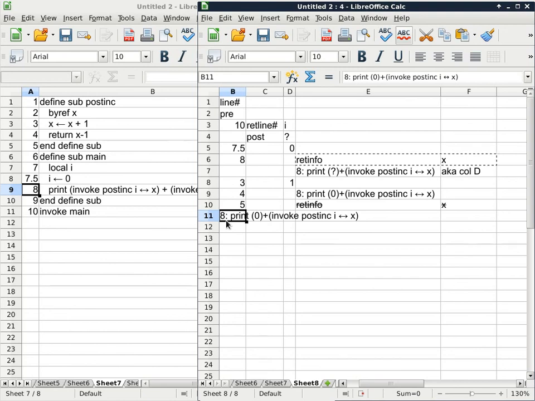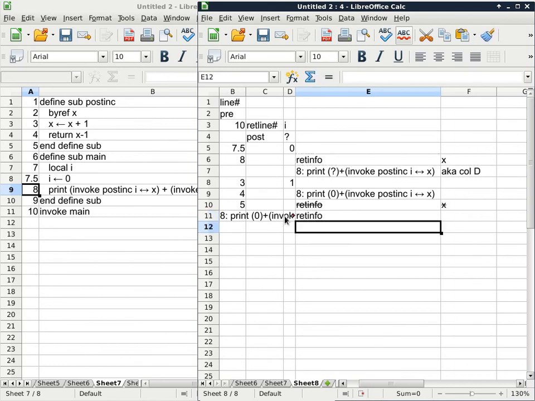Line 8 now looks like this. Print 0 plus invoke post inc plus using I to specify x. So now we have to perform the second invocation of post increment. Okay, so we have to do exactly the same thing. Allocate 1 column for return info. I'm reallocating column E because it is now deallocated. It is free. It becomes the leftmost available column. But what I write here is I have to go back to line 8.